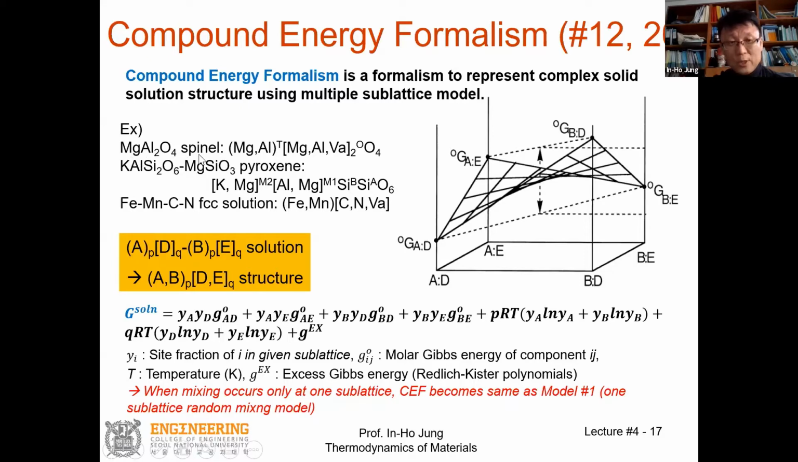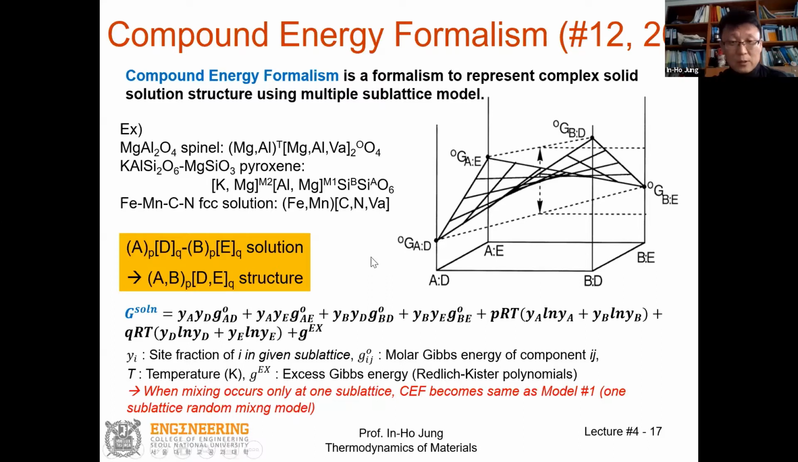Also, if you look at most of the ceramic solutions, for example, you can have the MgAl2O4 spinel solution. It looks like a stoichiometric phase, but internally the cations have 2 different sites which they can enter. For example, typically magnesium goes to the tetrahedral site and aluminum goes to the octahedral site. That is the MgAl2O4 structure at very low temperature.